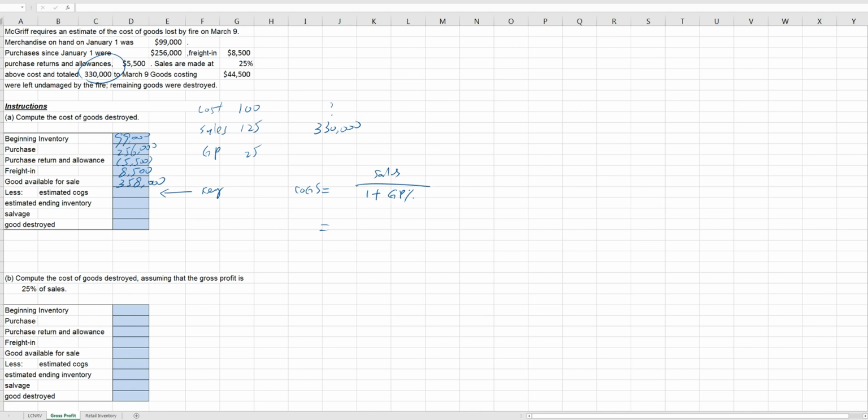This formula is used when the gross profit is expressed as a percentage of cost. So in this case, the sales is 330,000. We're going to divide it by 1 plus 25%. If you do this, the cost of goods sold will be $264,000.